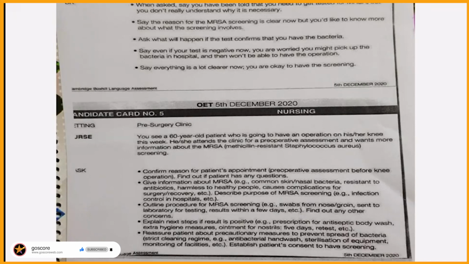Find out any other concern. Then after one break, I'll say, do you have any other concerns? Then the patient's concern is, okay, I want to know what will happen if the test confirms that I have the bacteria. This patient is asking, if the MRSA test is positive, what will you do?